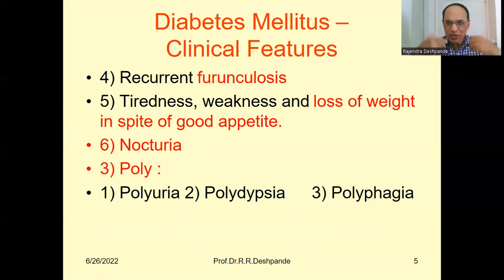Polydipsia, because he is losing a lot of water and then there is dryness in the mouth. Polydipsia, excessive thirst. And also polyphagia, a lot of eating. He is eating, but the sugar is not entering into the cell. Sugar is remaining in the blood, which is useless. Blood sugar is okay, but for energy purposes, cells should get the sugar.